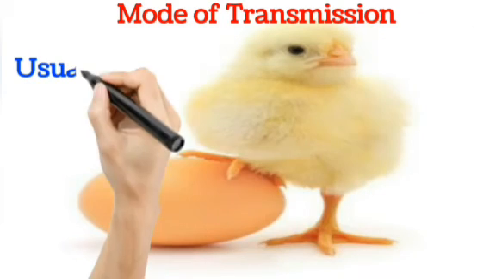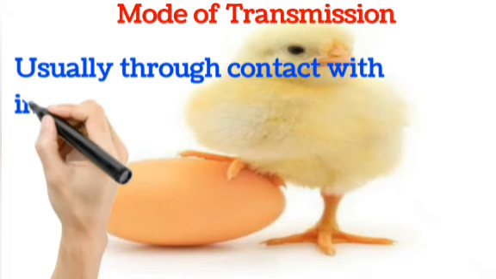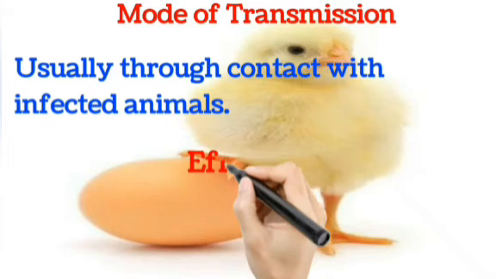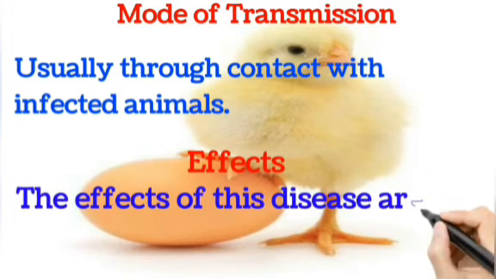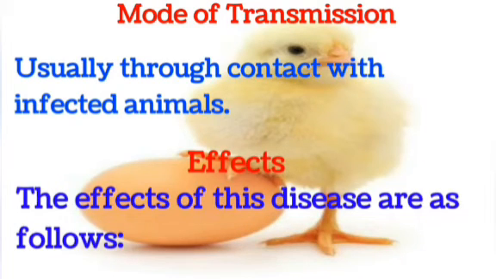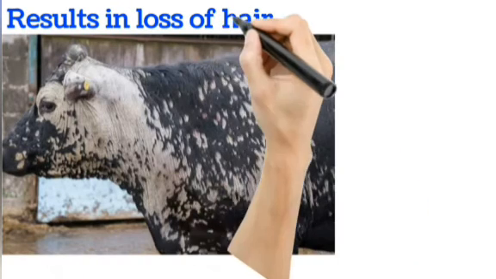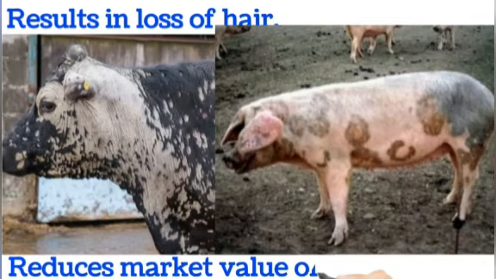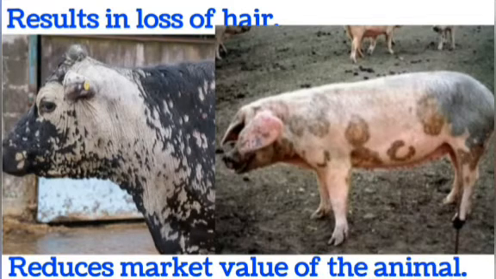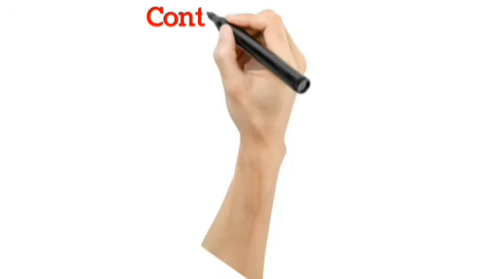There are grey patches or scabs on the birds. What is the mode of transmission? Usually it is through contact with infected animals. When they come in contact with others, they contract it. The effects of this disease are as follows. It results in loss of hair of the animals. You see several grey patches on the body of the animal. The animal tends to lose hair, which in turn reduces the market value of the animal. Now, when animals are like this, the amount of money they can be sold for reduces.